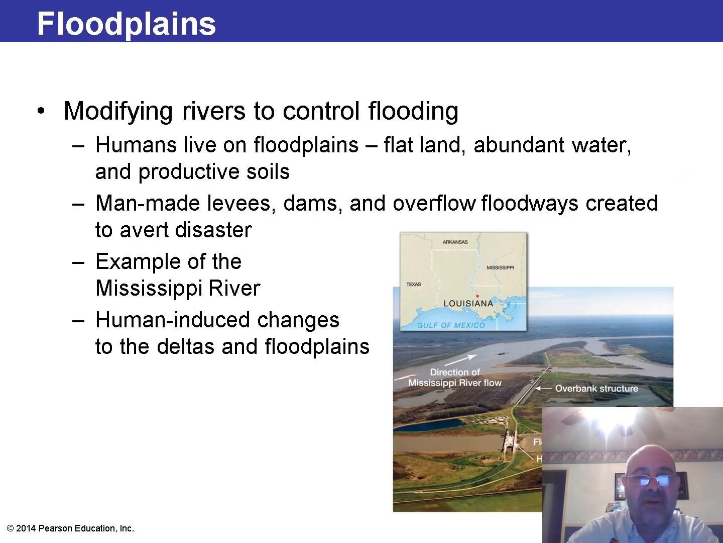All right, modifying river to control floods. Humans live on floodplains. Yes, we do, because it's good fertile ground, flat land, abundant water, and productive soils. And we put in our man-made levees, dams, and overflow floodways created to avert disaster. Again, Hurricane Katrina, everything went wrong there, which is an example of the Mississippi River. And now if you come up into Oklahoma, we've got the largest inland port in the world there at the Port of Catoosa. So we've got the Arkansas system as well.